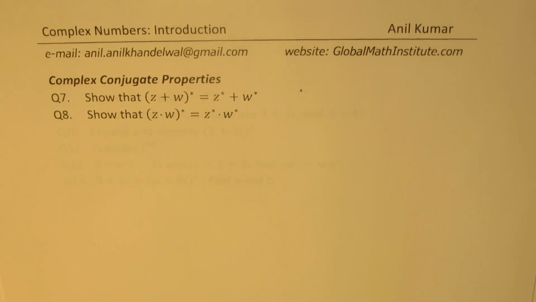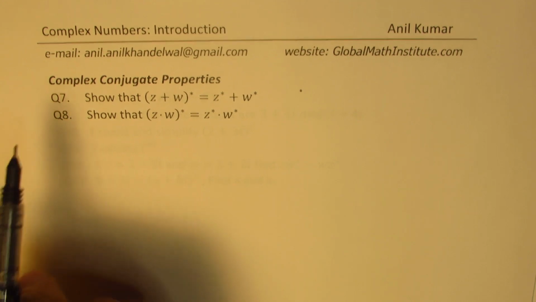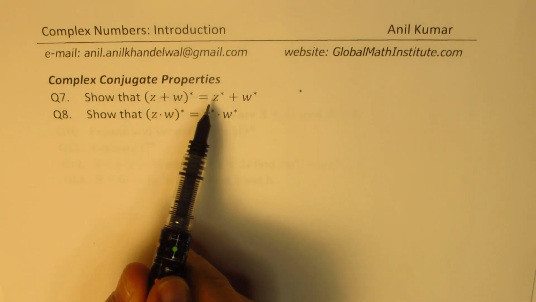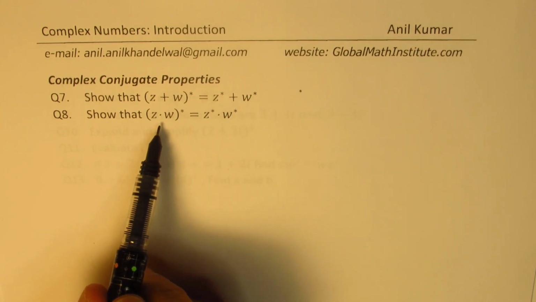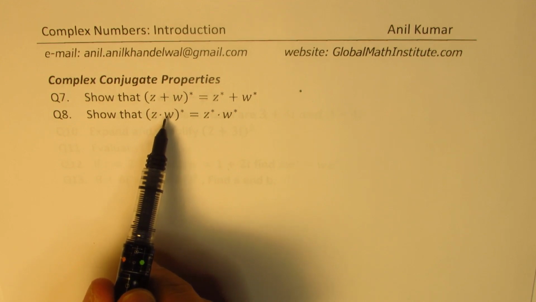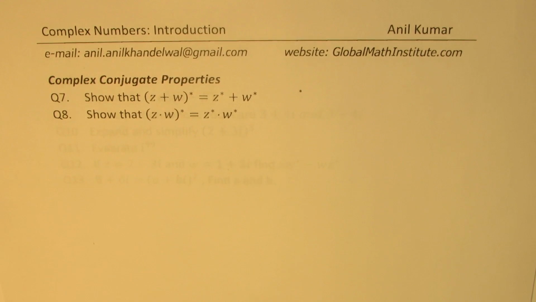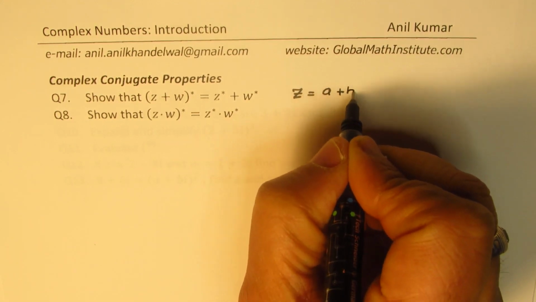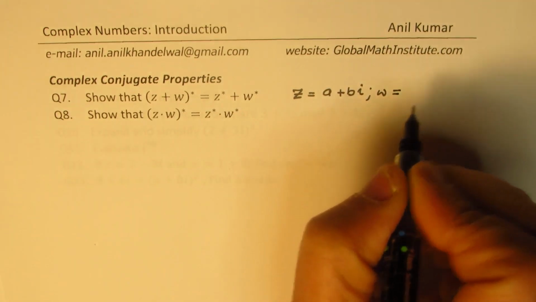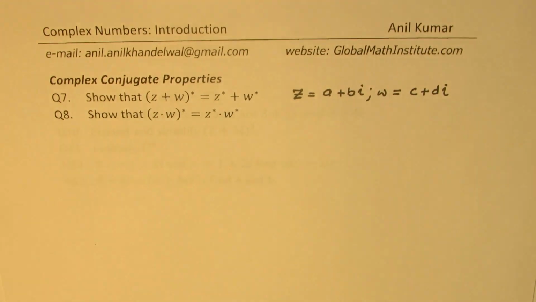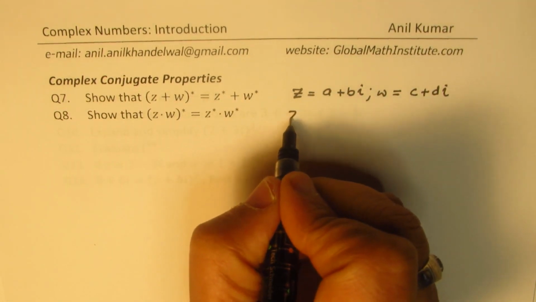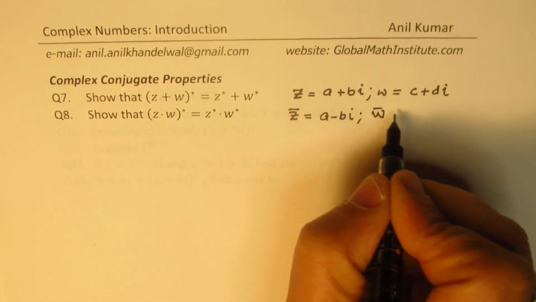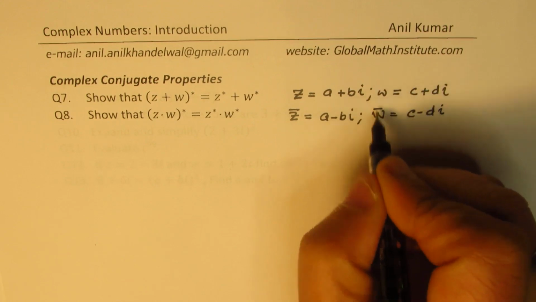Now let us explore some properties of the complex numbers and their conjugate. The question here is to show that the conjugate of the sum of two complex numbers is the sum of their conjugates. And here we are saying that show that the conjugate of the product of two complex numbers is the product of the two conjugates. To prove, what we will do is take two complex numbers, z as a plus bi and w as c plus di, right? We'll use these two complex numbers to explore. So the conjugate, which can also be written with a bar on the top, for z will be a minus bi, and for w it will be c minus di. So these are the conjugates.